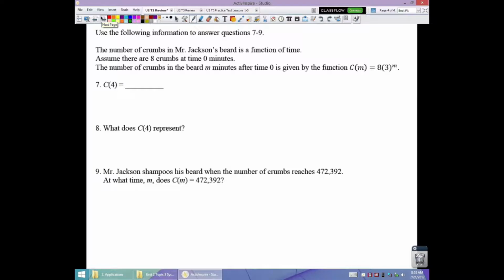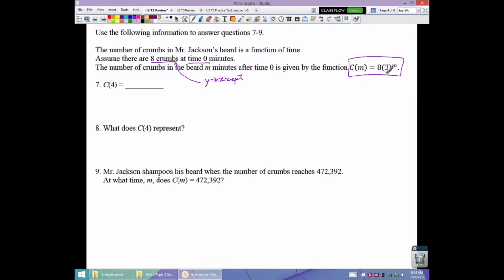All right, so we're done with the PlayStation problem and moving on to a situation here where crumbs in Mr. Jackson's beard is a function of time. Of course it is. So we are to assume there are 8 crumbs at time 0. All right, so that would be the Y-intercept. All right, the 0th term. The number of crumbs m minutes after time 0 is given by this function. Okay, so crumbs in relation to minutes is 8. Again, there's our Y-intercept right in the front, times 3 to the m.